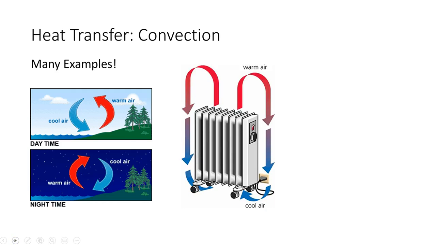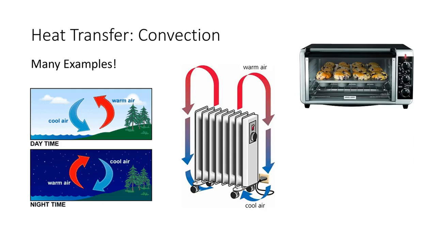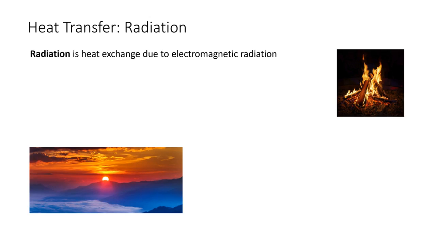Okay, so some other examples of convection. Radiation heaters use convection to heat your home. A convection cooker uses convection to cook food more quickly than a regular oven. And also convection is related to how a hot air balloon works. So lots of examples of convection. So now let's talk about our last form of heat transfer, which is radiation.